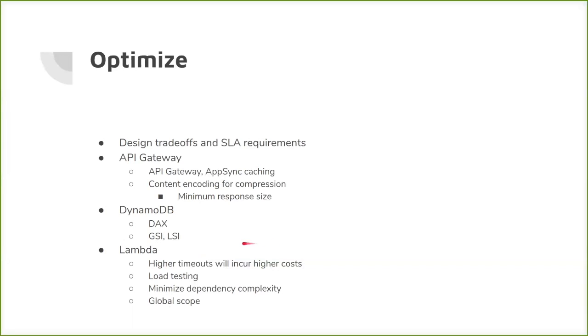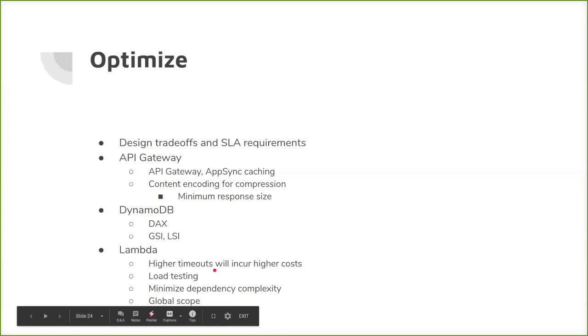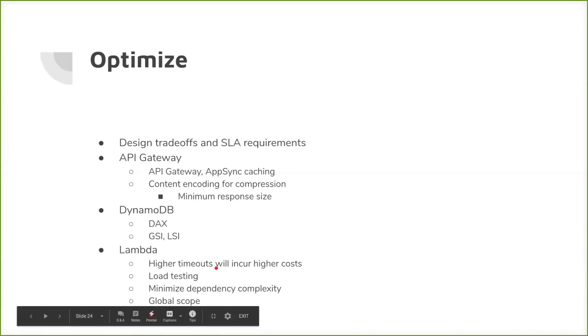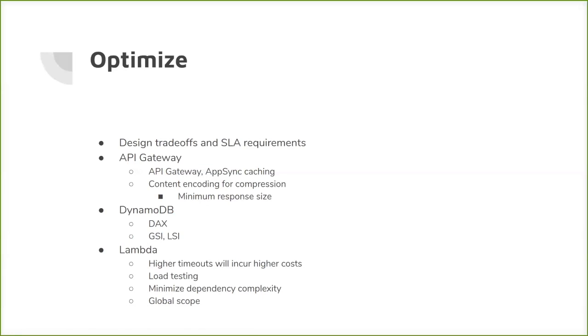Another thing we can do is always load test our Lambda. With load testing, as I mentioned earlier, you can tune your memory and CPU. You can use load tests to identify the best configuration to optimize your Lambda. And as we mentioned, we have to keep our Lambda minimal, with a reduced number of dependencies.